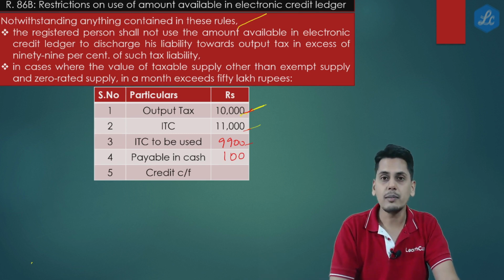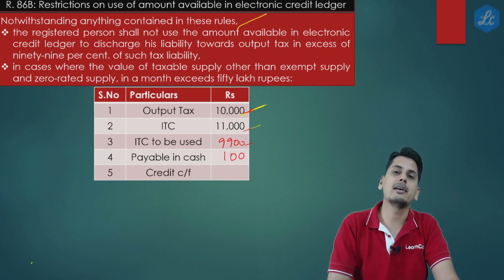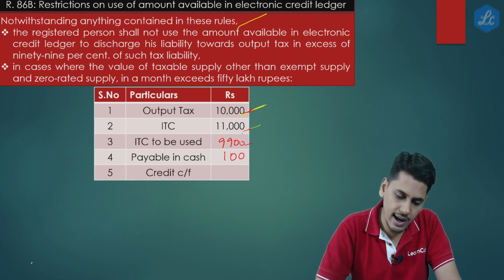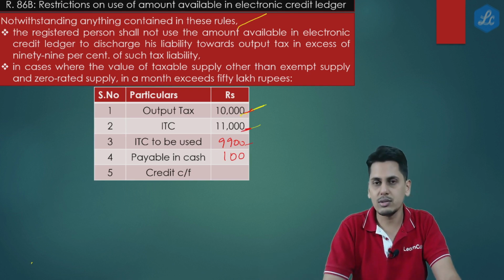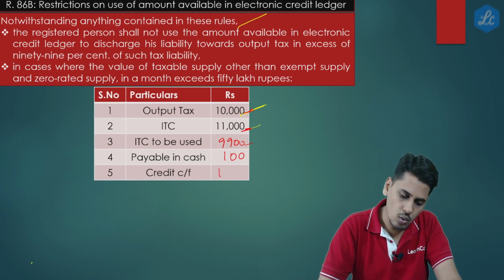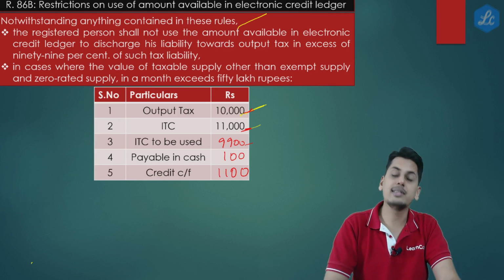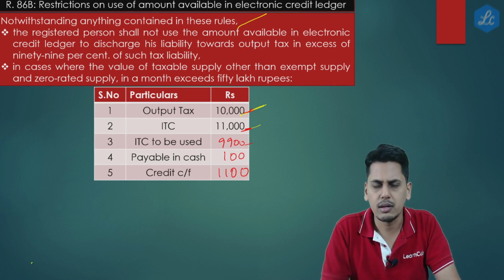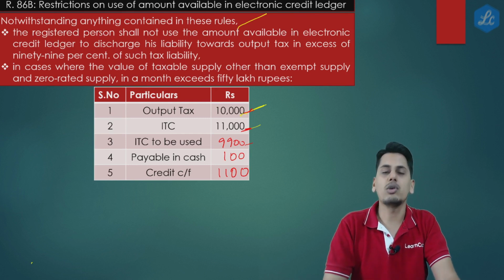After you pay that, what is the amount of credit which is going to be carried forward? Friends, the ITC total available was 11,000 rupees. You have utilized 9,900 rupees. 1,100 rupees is the credit which will be carried forward to the next month. Now friends, what does the government gain out of it?